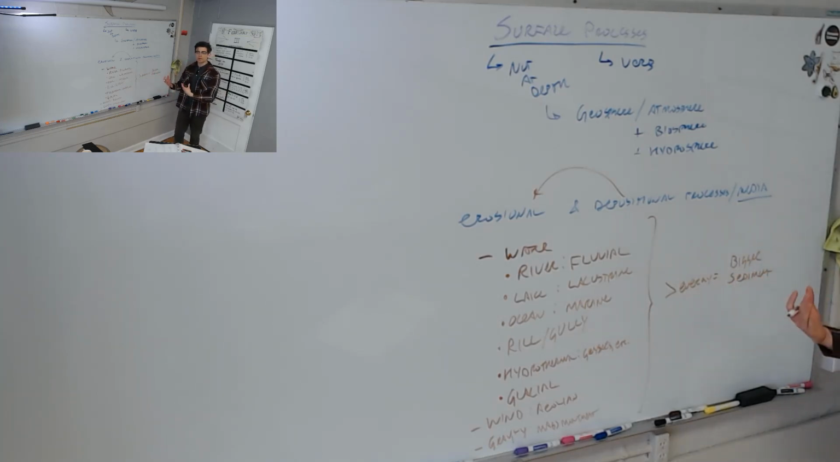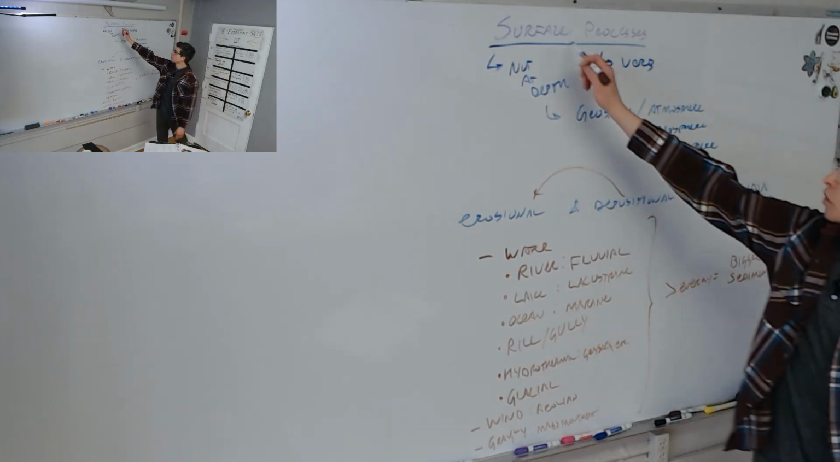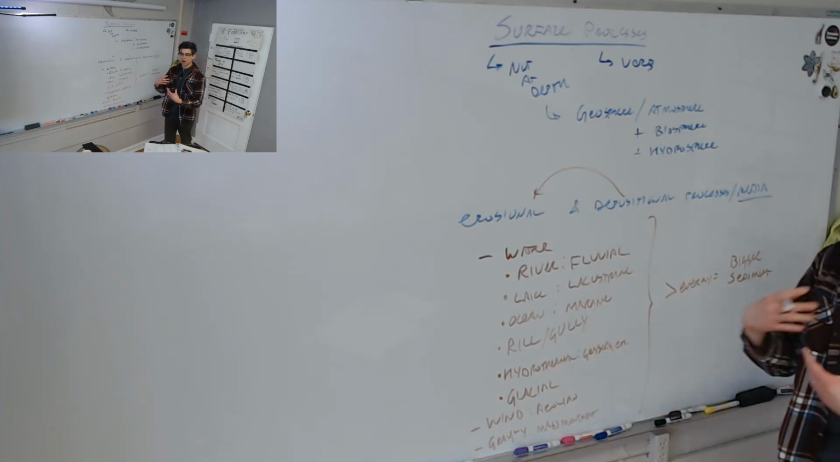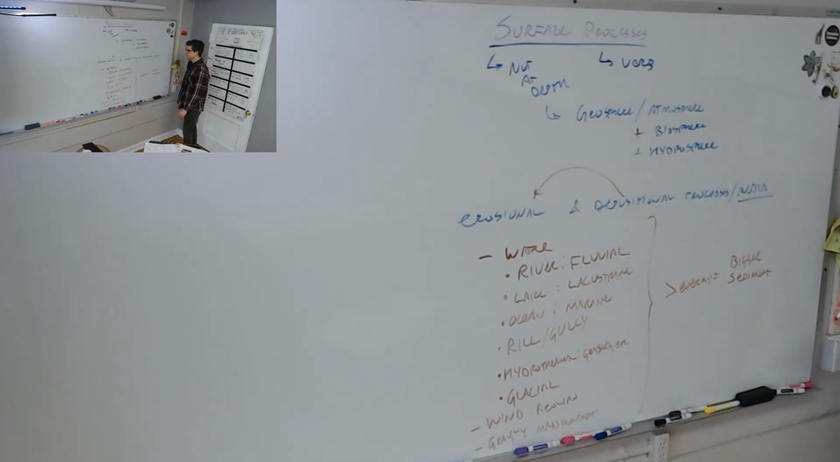Okay, so that's what we do. That's why we learn this, so that we can identify how features on Earth's surface formed. We use the knowledge of the processes that are happening today to tell us about what happened throughout Earth's history.